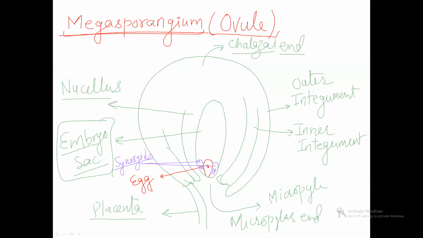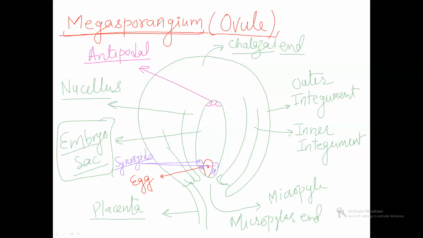Opposite to the micropylar end, there are 3 cells located. These cells are called antipodal cells. So how many antipodal cells are there? 3 antipodal cells. There are 3 cells toward the micropylar end: 1 egg cell and 2 synergids. And there are 3 cells toward the chalazal end, and these are antipodal cells.